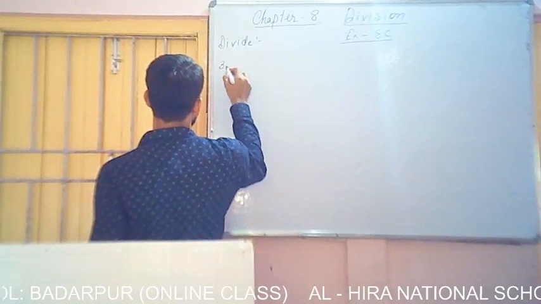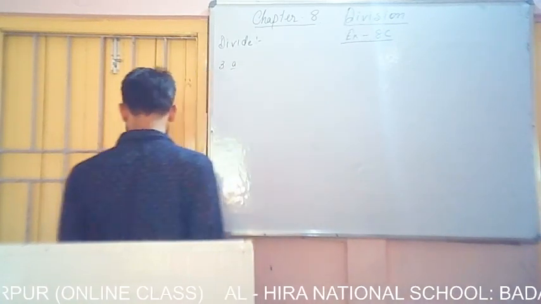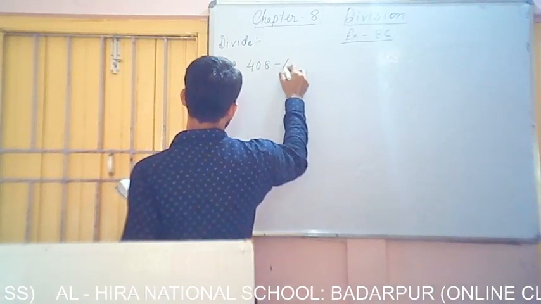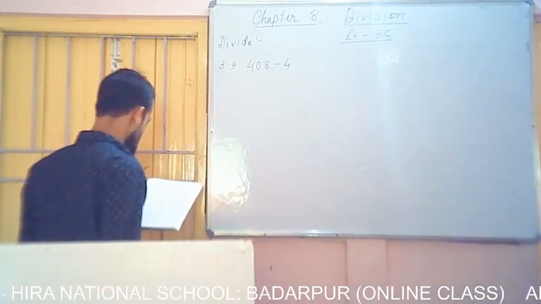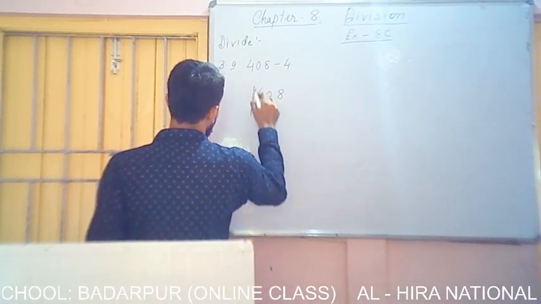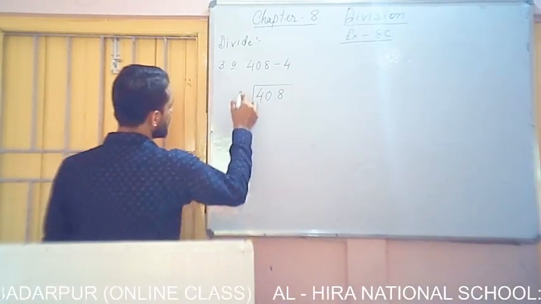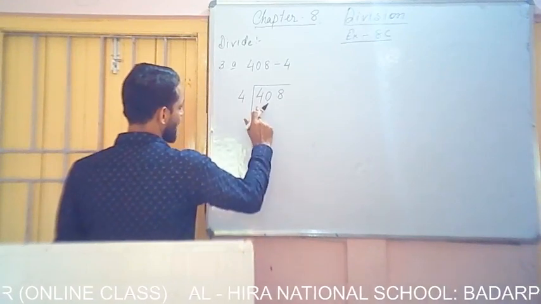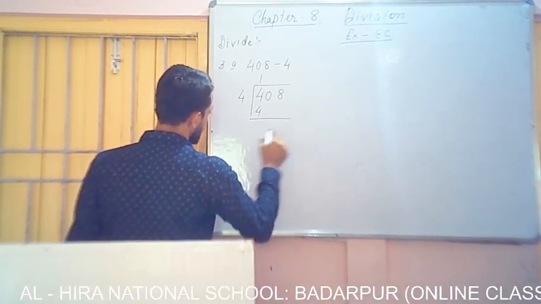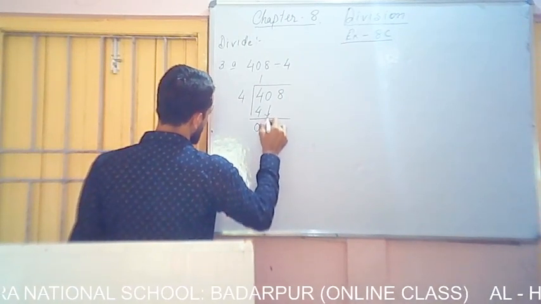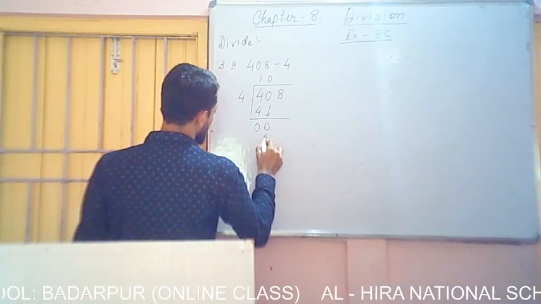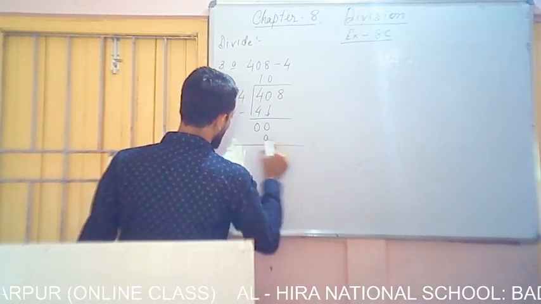Next is question number 3A. 408 divided by 4. To divide we have to arrange. At first we have to divide the hundreds place. So 4 ones are 4. 4 minus 4 equals 0. Bring down 0 tens. So 4 multiplied by 0 equals 0. So again we have to subtract.